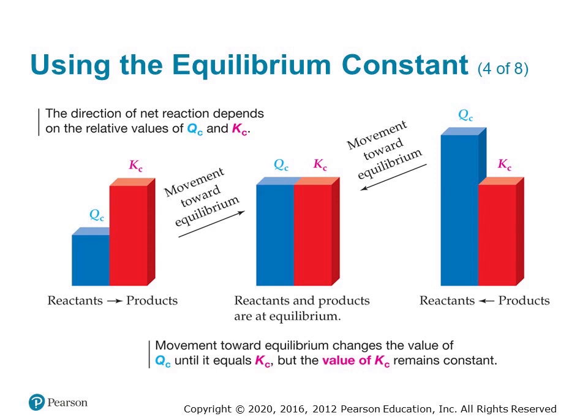If Q is less than K, the reaction will shift to equilibrium by increasing the value of Q until it reaches the value of K. To increase the value of Q, we can increase the numerator and decrease the denominator by converting reactants into products. Likewise, if Q is greater than K, the reaction will shift to equilibrium by decreasing the value of Q until it reaches the same value as K. This can be done by decreasing the numerator and increasing the denominator by converting products into reactants.